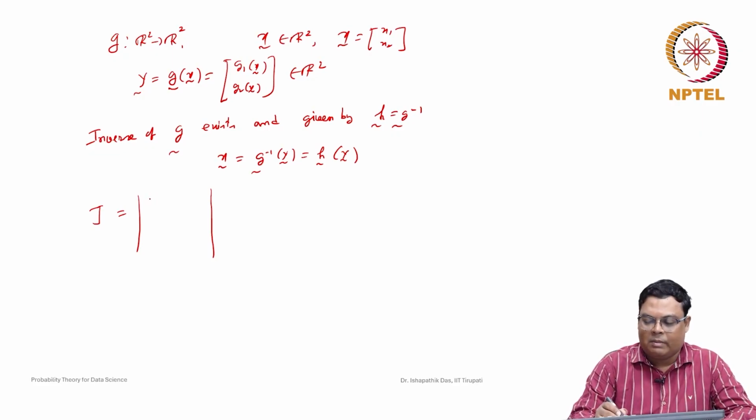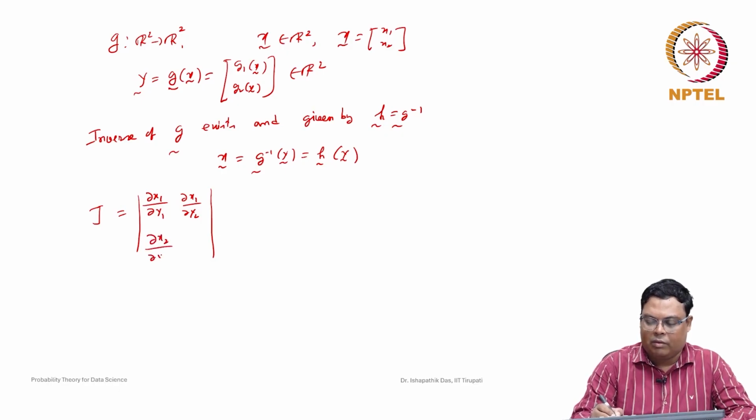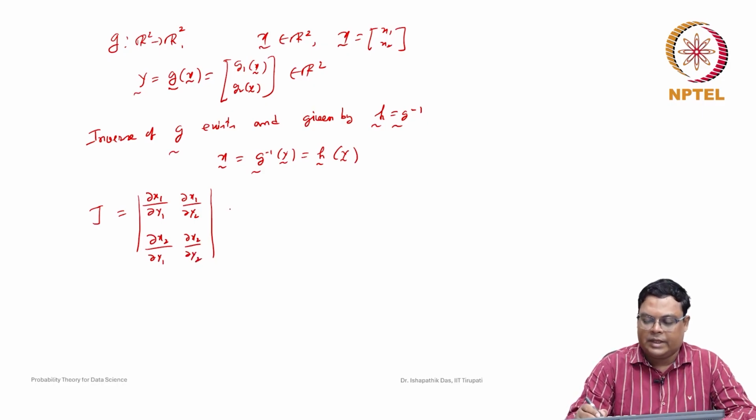So this is defined by ∂x1/∂y1, ∂x1/∂y2. Actually all will be partial derivatives. So just for simplicity we are writing: ∂x1/∂y1, ∂x1/∂y2, then ∂x2/∂y1, then ∂x2/∂y2, which is the Jacobian.